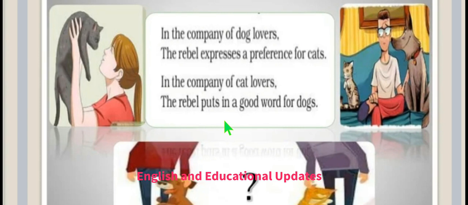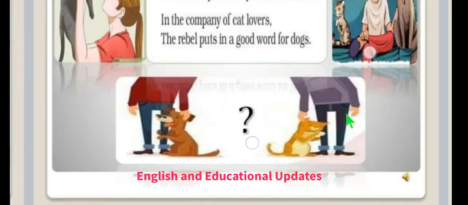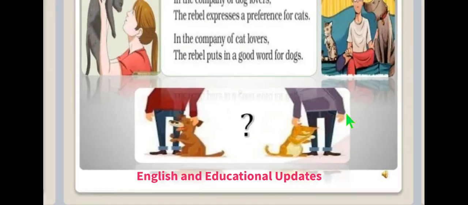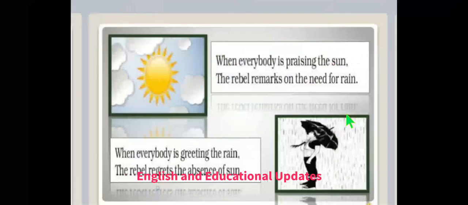In the company of dog lovers, the rebel expresses a preference for cats. When everybody has love for dogs, the rebel tries saying, I like cats. In the company of cat lovers, what did the rebel say? The rebel said, I like dogs. The rebel puts in a good word for dogs. So here the pictorial representation matches the meaning of the lines.